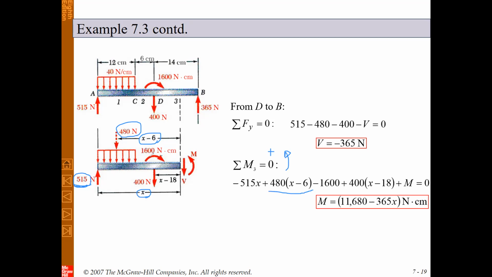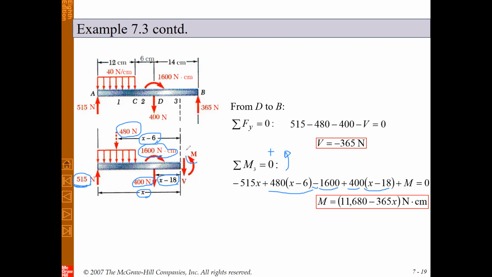We have a moment, 1600 Newton centimeter, which is in clockwise direction, so it will be negative. Here you can see we have a negative sign, 1600. We have a moment due to this force, 400 Newton multiplied by its arm, which is x minus 18. So 400 multiplied by x minus 18, and the direction is counterclockwise, so it will be positive.